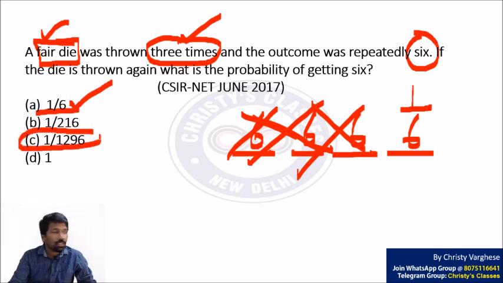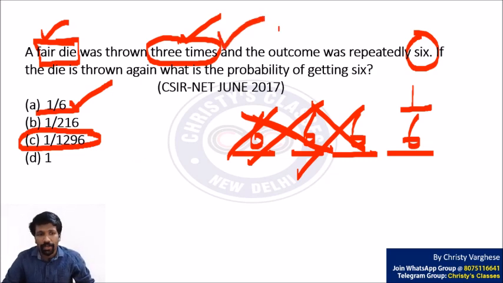1 by 1296 would have been the answer if the question was: you are throwing 4 dice, what is the probability of getting 6 in all 4 dice? Then that will be 1 by 6 into 1 by 6 into 1 by 6 into 1 by 6, that is 1 by 6 raised to 4. But here 3 sixes already occurred, so that does not matter at all. So the answer is option A, 1 by 6 only.